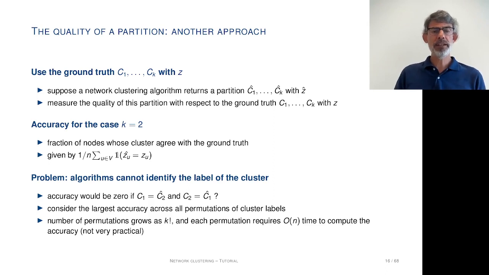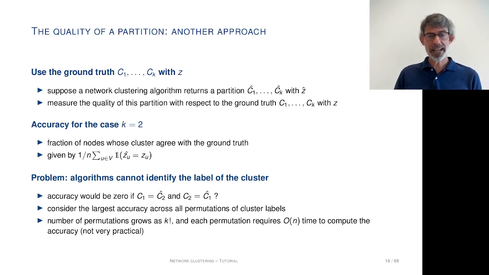A problem here is that the algorithm can never identify the label of the cluster. What will be the accuracy if C1 equals C2 hat and C2 equals C1 hat? So my algorithm got everything correct except the labels 1 and 2. And of course, there's no information for the algorithm to guess the right label for each cluster. So in this case, the accuracy should be maximum. We got everything correct except the labels.